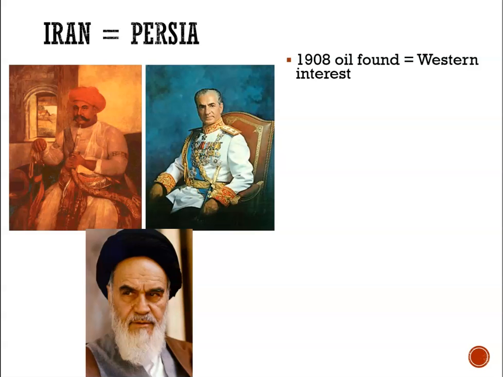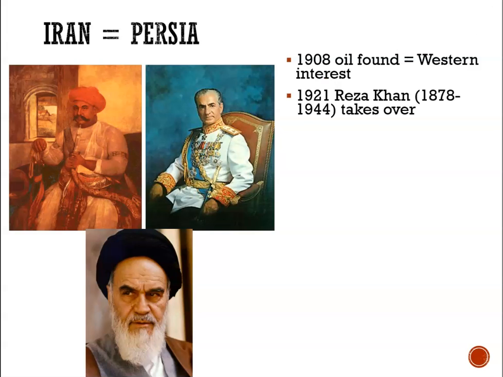And so what we see, when does this change? Oil is found in 1908. And this oil that's found in 1908, of course, gets a lot of interest in the West because we see the coming of oil discovery with, of course, the development of the automobile, the internal combustion engine, and the use of the automobile for transportation.